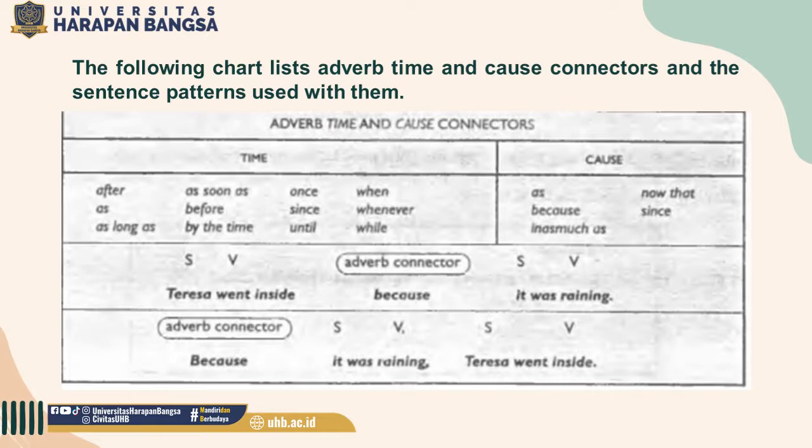Because it was raining, Teresa went inside. We move the clause. It was raining. Teresa went inside. So if there is a comma in the first sentence, you need to add the adverb time. So here, the right verb connector is because: subject it, verb was raining, and Teresa went inside.